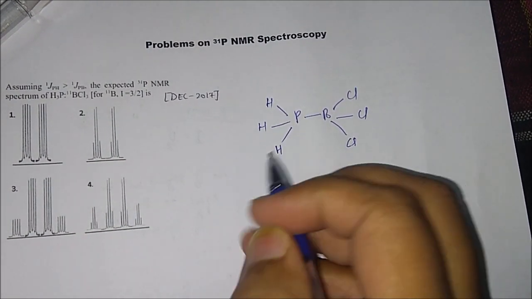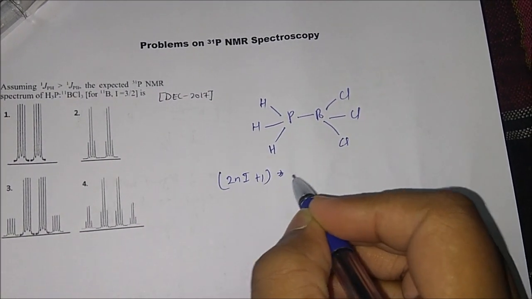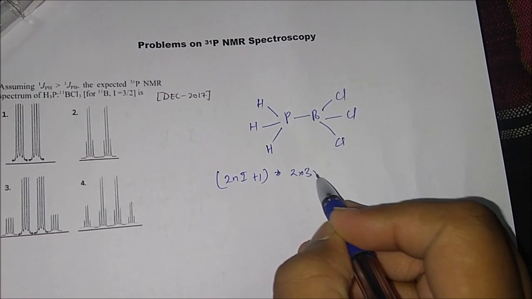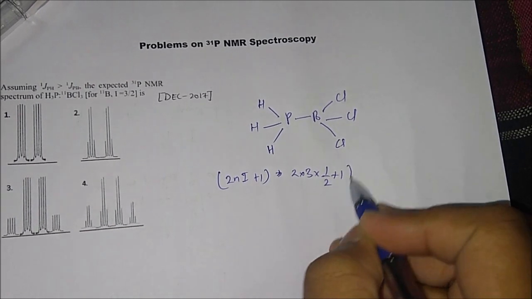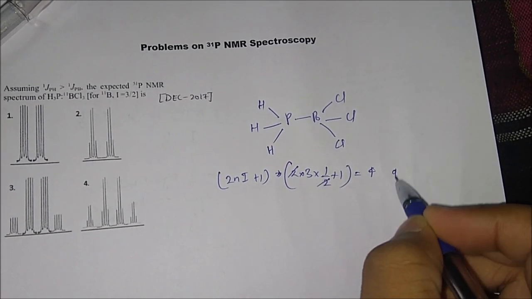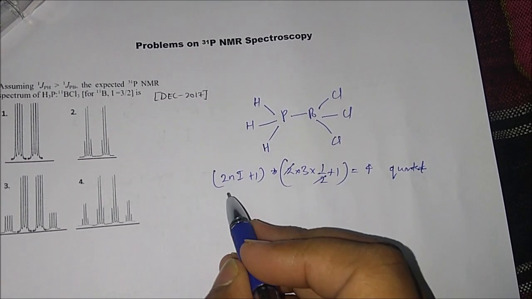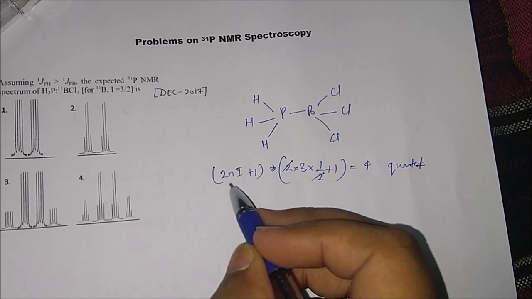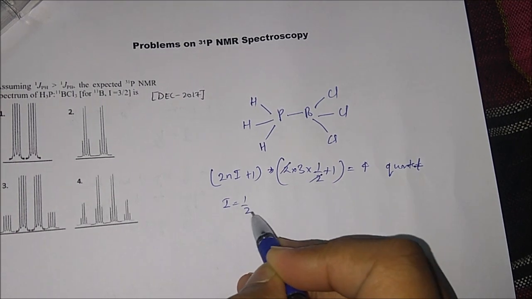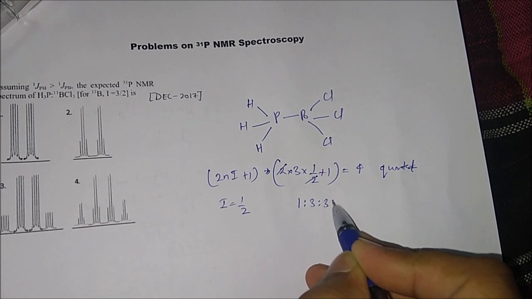First of all, let's check how many lines it will split into because of hydrogen. For that we will use the simple formula 2nI plus 1. So 2 into the value of n. How many hydrogens are here? We have 3 hydrogens, so 3, and the value of I for hydrogen is 1 by 2, plus 1. So you will get 3 plus 1 is 4, so you will get a quartet. By Pascal's triangle, you know that for I value 1 by 2, if you are getting a quartet, the ratio will be 1 : 3 : 3 : 1.